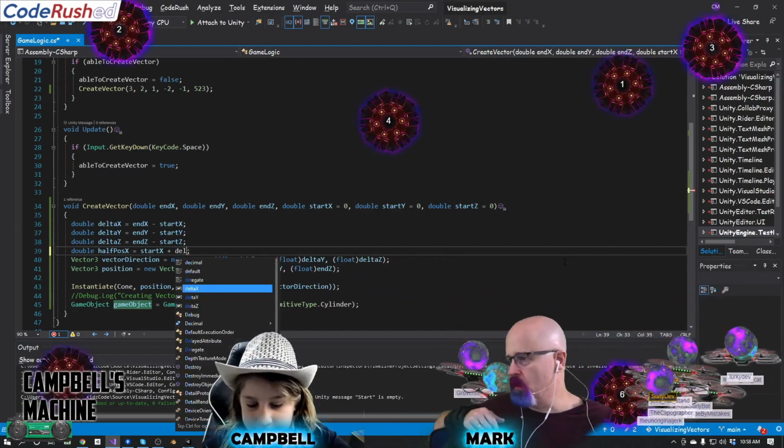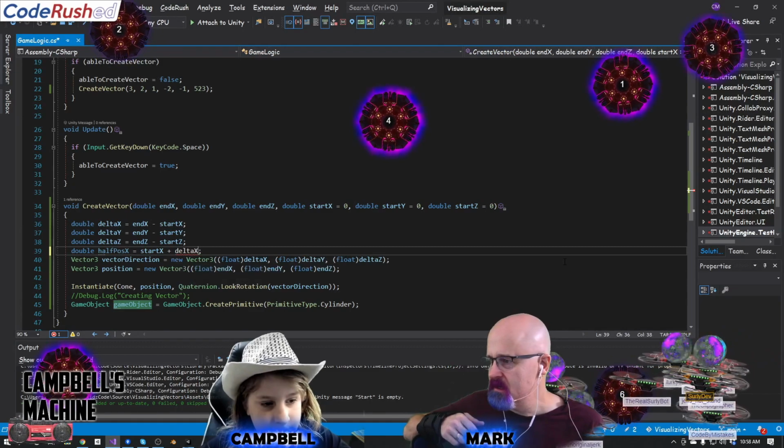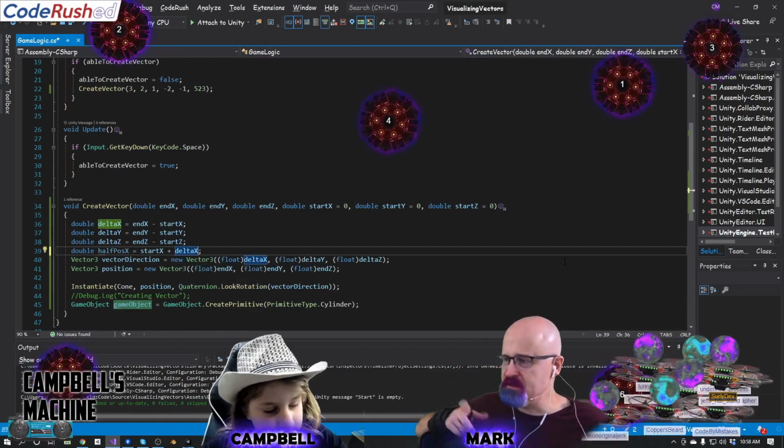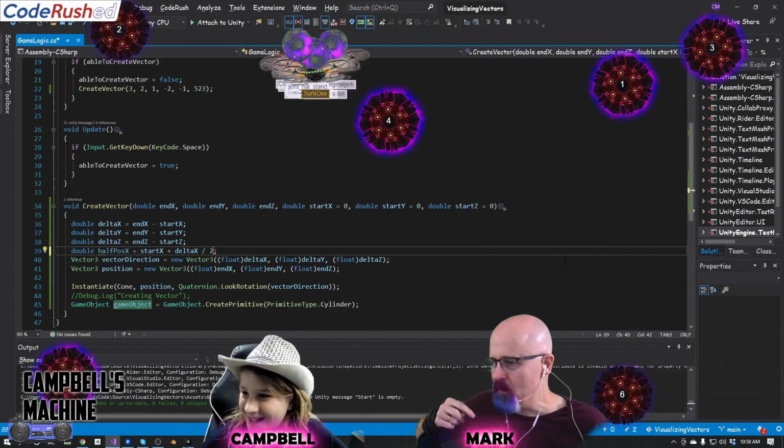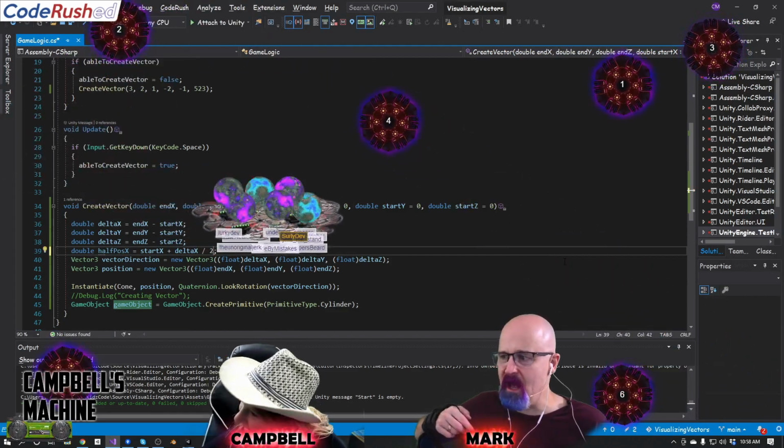So isn't it kind of cool? We're using the deltas in two ways. We're using deltas to figure out the direction of it, right? And we're also using deltas to figure out the halfway position.